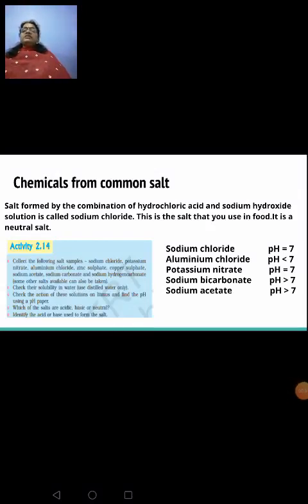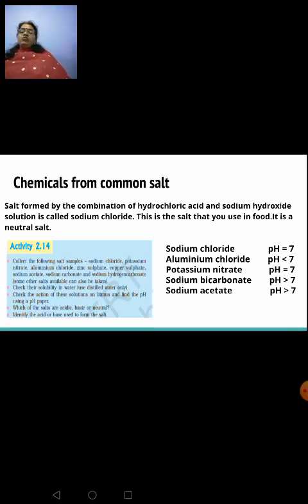Just now I learnt about the types of salts, acidic salt, basic salt and neutral salt. Here is an activity given in your textbook to find the pH of the given salt samples. I've given you the pH values. I'll read the activity once for you. Collect the following salt samples like sodium chloride, potassium nitrate, aluminium chloride, zinc sulfate, copper sulfate, sodium acetate, sodium carbonate and sodium hydrogen carbonate, that is your sodium bicarbonate.